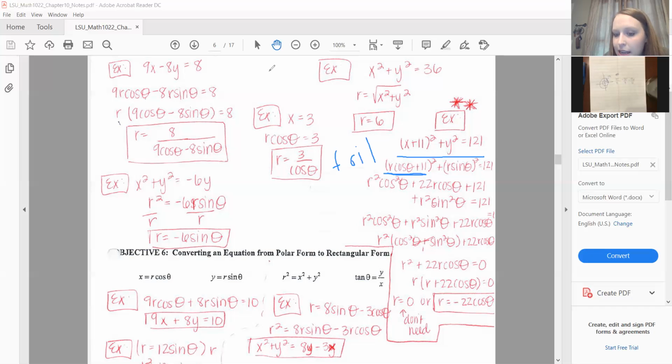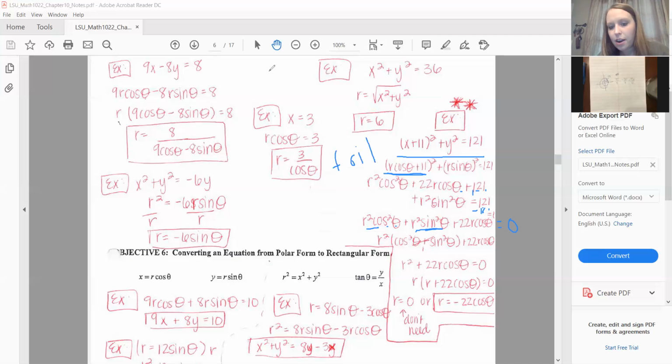Okay, so I rewrote this a little bit differently. I put the r cosine theta and the r sine theta next to each other, and then the 22r cosine theta over here equals 0. I know it looks like a 1, but it's supposed to equal 0. My computer cut it off. Because we subtracted this 121 over, and 121 minus 121 is 0.